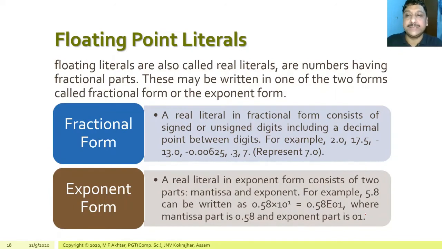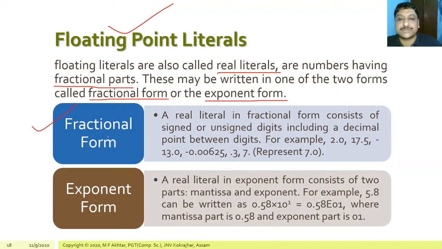Now floating point literals. This is third category of literals. First is string, second is numerical, and within numerical there are again three types of literals: integer literal, then floating point literal and complex literal. Now floating point literal is displayed here. Floating point literals are also called real literals, are numbers having fractional part. It must contain fractional part. These may be written in one of the two forms called fractional form or the exponent form. Okay, in two forms we can represent this floating point number.